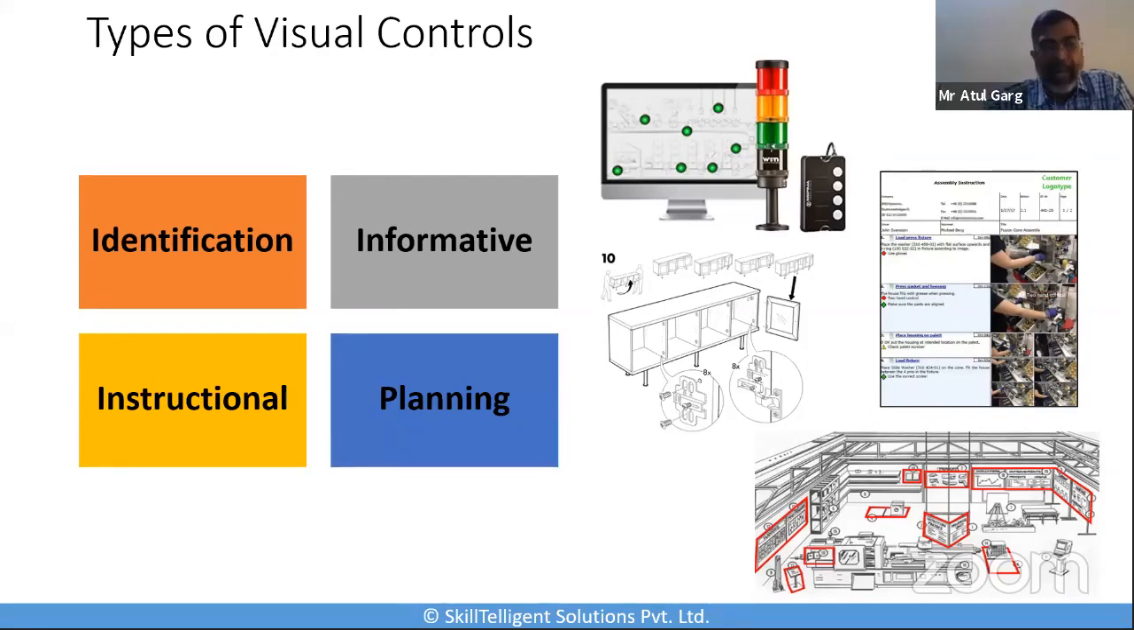The fourth one is planning. The planning visual controls can be the reliable offline forms of planning. Visual planning boards and quality circle boards are examples of it. You already get a lot of information from the system, and if this information is made available visually, then you can actually do better planning. So these are the planning visual controls.